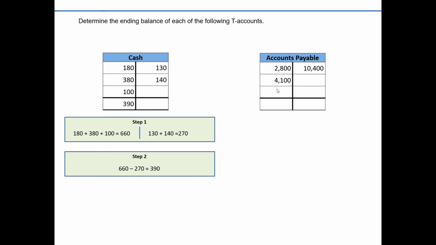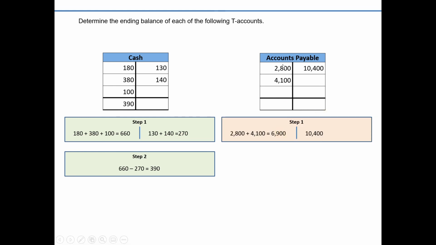Maybe they didn't force us to pay it all at once. We're just making installment payments. So we've decreased it once by $2,800 and a second time by $4,100. Again, I'm going to do this as a two-step process. First, I'm going to add up all of my decreases or debits, because this is accounts payable on my left-hand side, and that's 2,800 plus 4,100 equals 6,900. My right-hand side's pretty easy because I just had one credit or one increase, and that's 10,400.